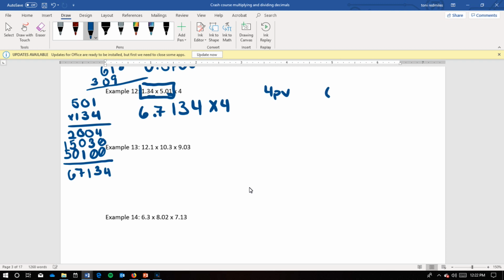All right, now I have to take this number and multiply it by 4. So let me do that over here. 4 times 4 is 16. 4 times 3 is 12, plus 1 more is 13. 4, 5. That's going to be 28. Carry my 2. 24 plus 2 more is 26. And I only have 4 because there's none in this one. So 1, 2, 3, 4. My answer is 26.8536.